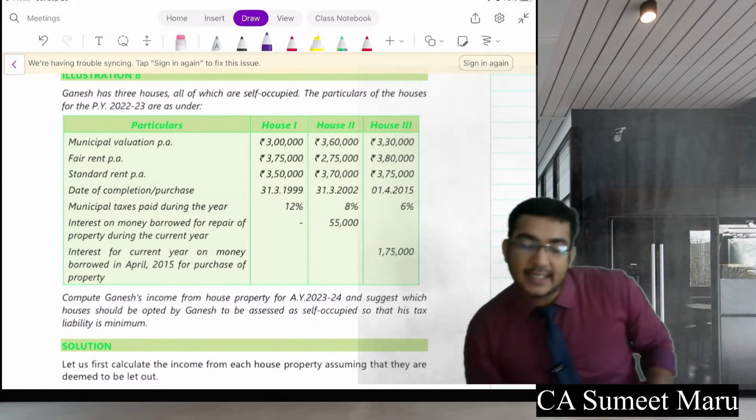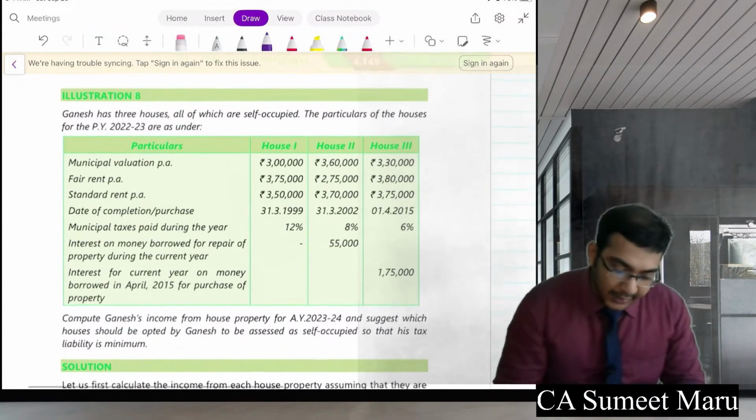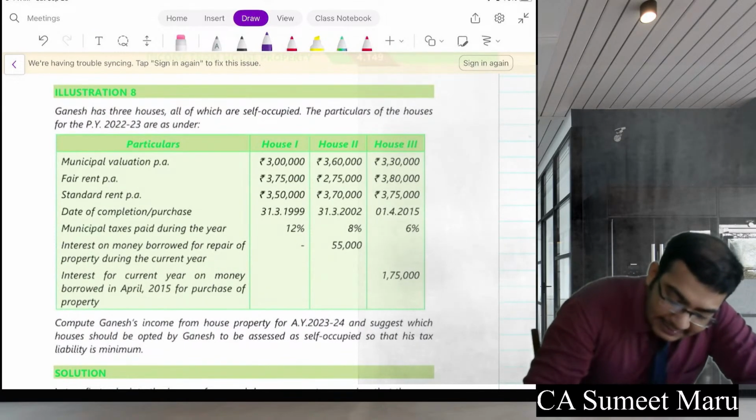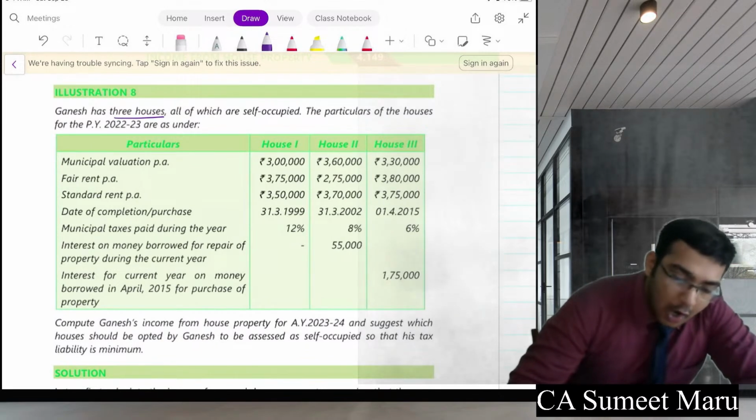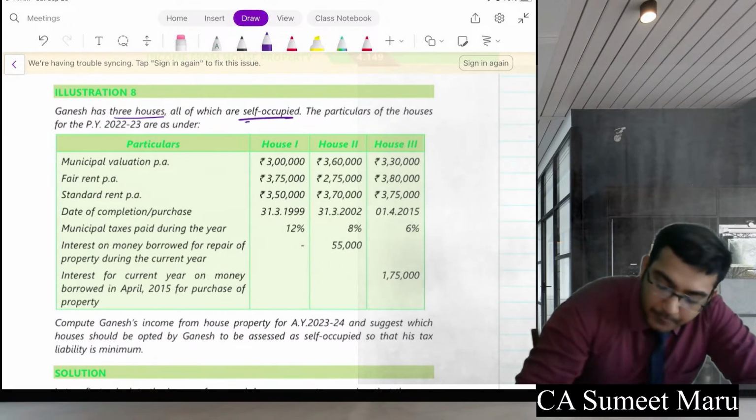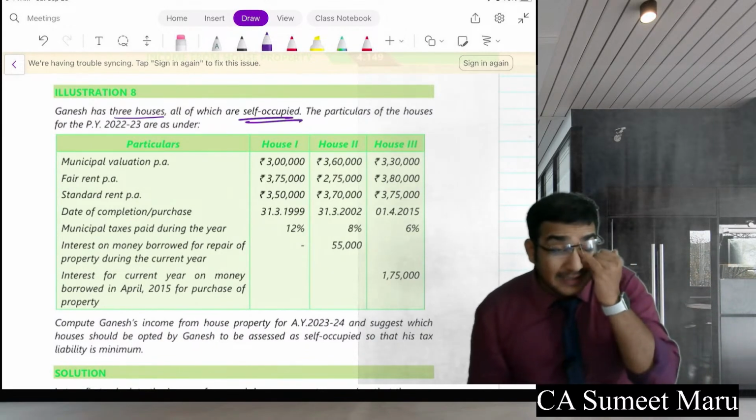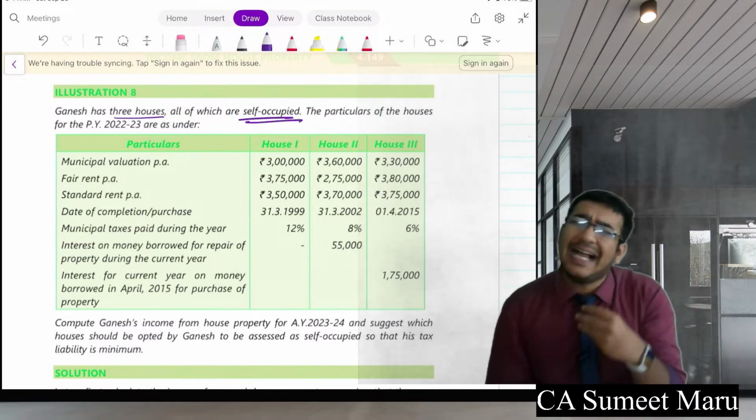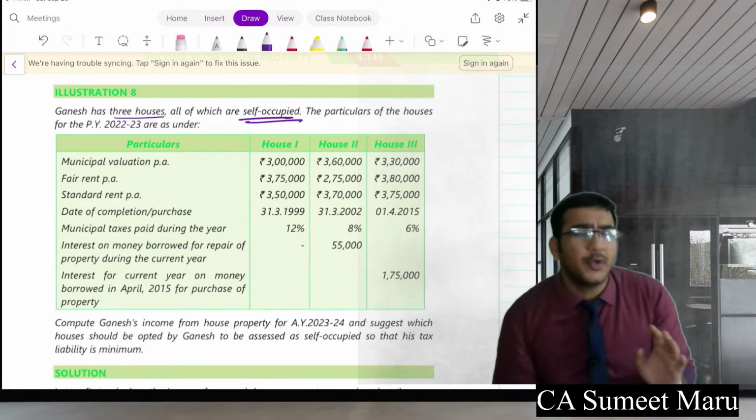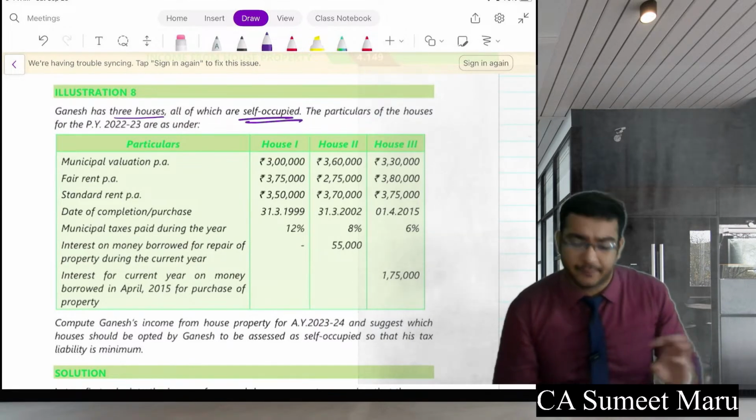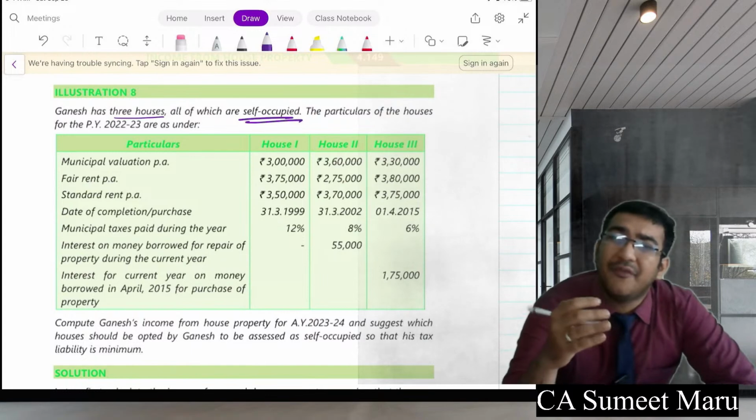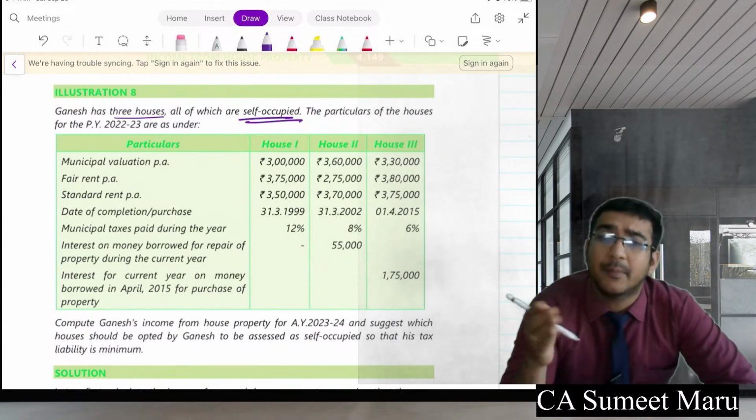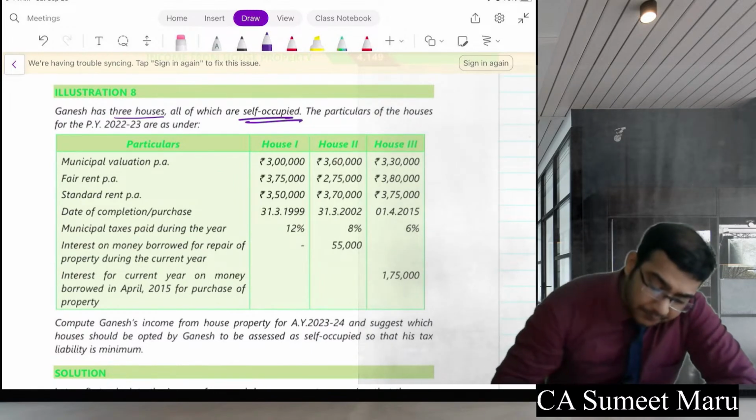See what this question asks you. It's from your study material only, illustration number 8. See, Ganesh has 3 houses. All of these are self-occupied. But how many self-occupied houses can you have at maximum, guys? 2. And the good thing is that any 2 you can have. You do not need to see the physical existence of what you are having. So obviously we will take the 2 having maximum GAV, because that will give maximum benefit to your client.